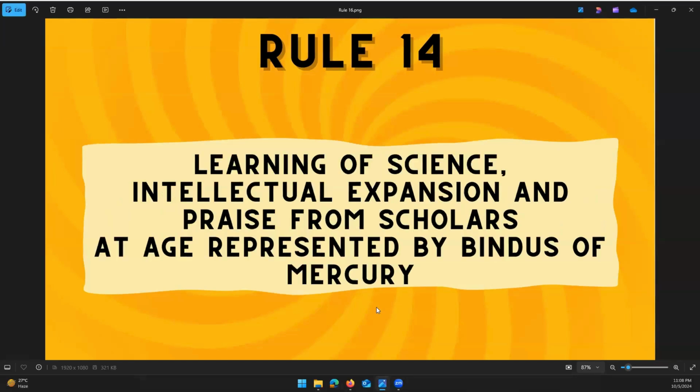Then Mercury. Same thing for Mercury. We will apply the same rule. We know that Mercury, Jupiter, and Venus, all three planets are sitting in the fourth house, which has 26 points. So at the age of 26, he will have received a lot of intellectual expansion and praise from the scholars, learning of science and many things related to Mercury in this particular year. So 26 must have been a very, very good year for Mr. Arvind Kejriwal.